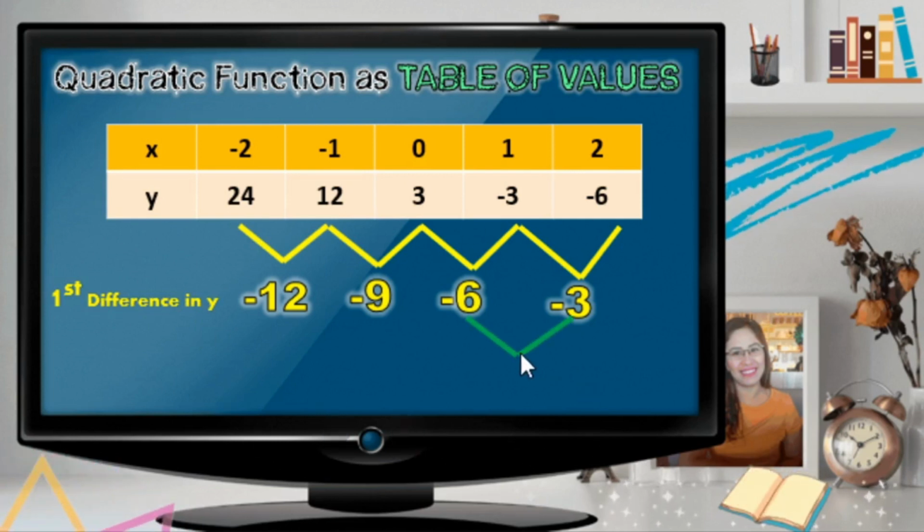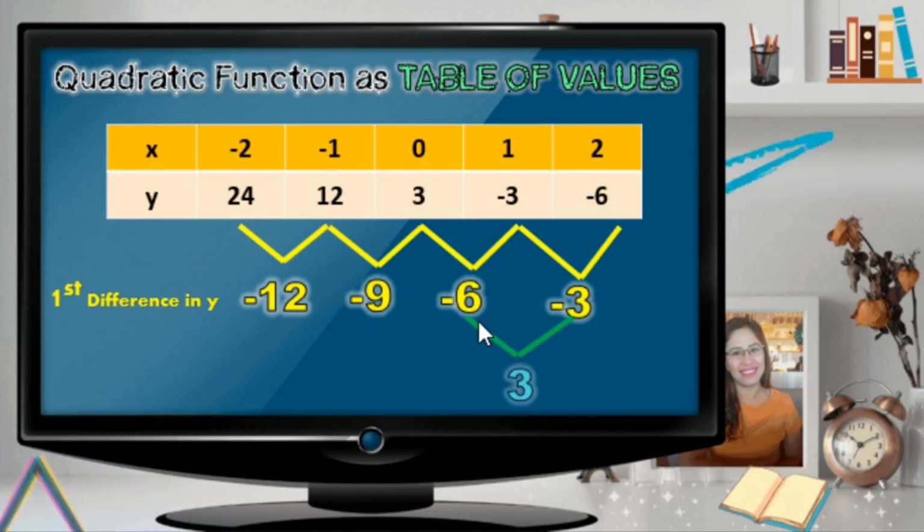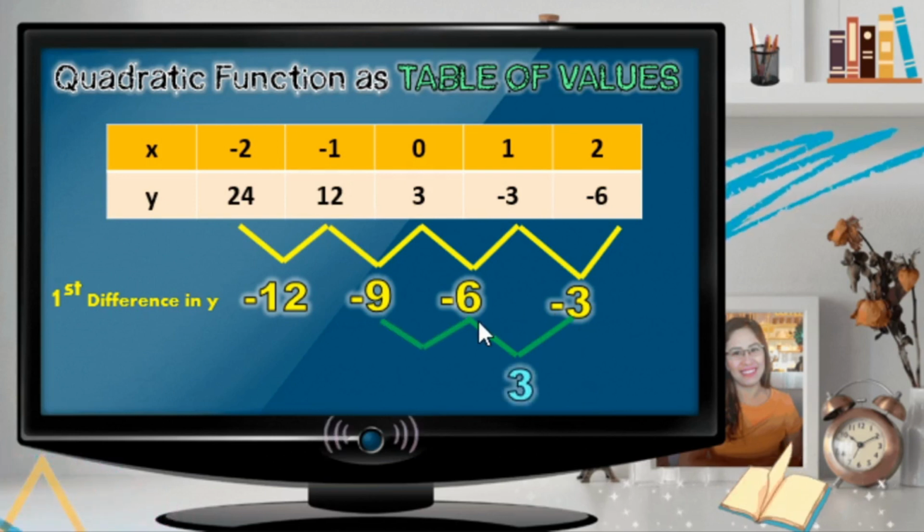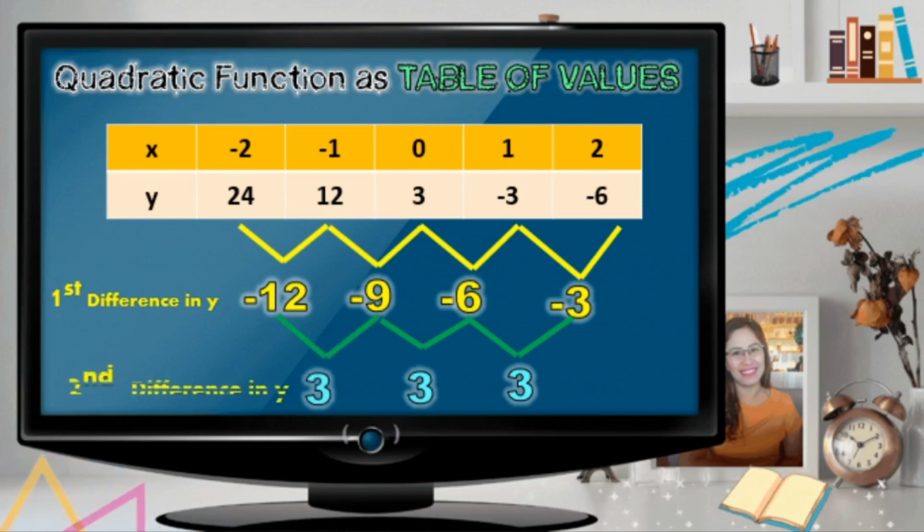Let us find the second difference. We have negative 3 minus negative 6, we have 3. Negative 6 minus negative 9, we have 3. And negative 9 minus negative 12, we have 3. This is what we call the second difference in y.